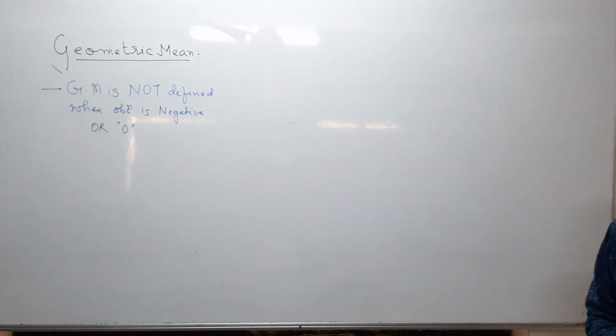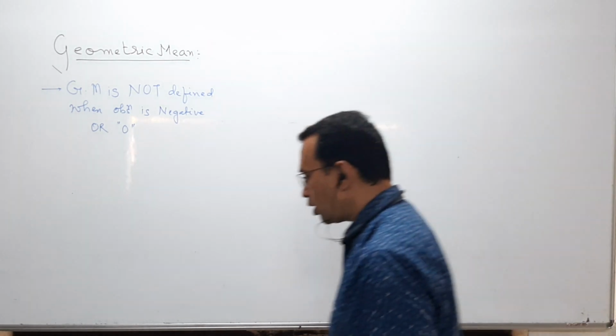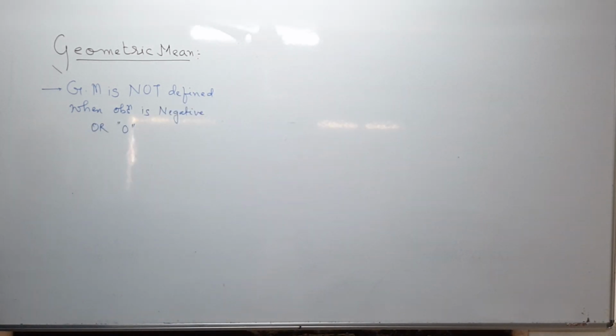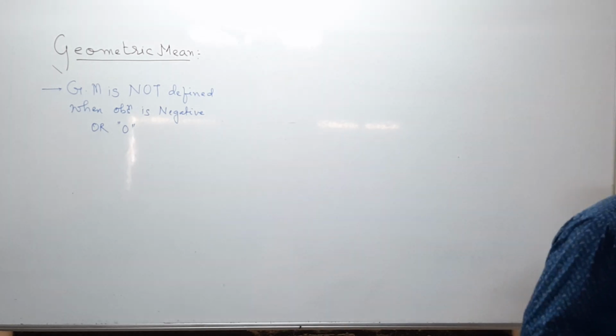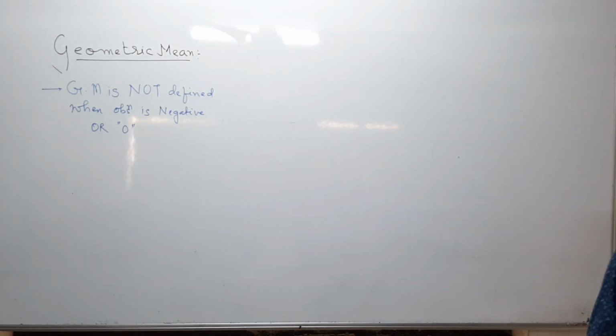Because if one of the observations is 0, the product of all observations will be 0, and any root of 0 is 0. So it has no meaning, I should say. Geometric mean has no meaning when one of the observations is negative or 0. This is also a very, very important result, students.